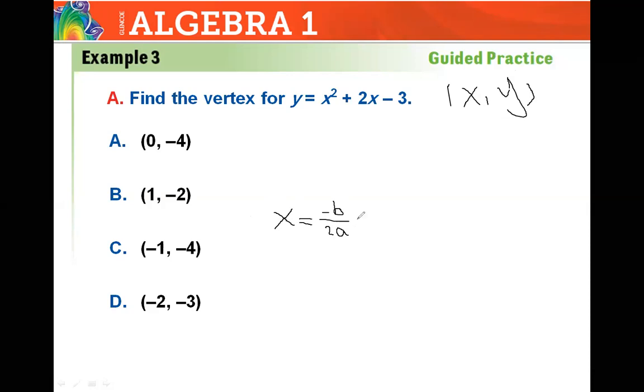Okay, can you substitute negative b? The value of b is what? 2. So negative 2, yes. And over 2 times 1. 2 times 1 equal 2. So it's negative 2 over 2, which is negative 1. Okay, so negative 1 is the value of x. So now I get the value of x. It's negative 1. Okay, so we need to find the value of y now.